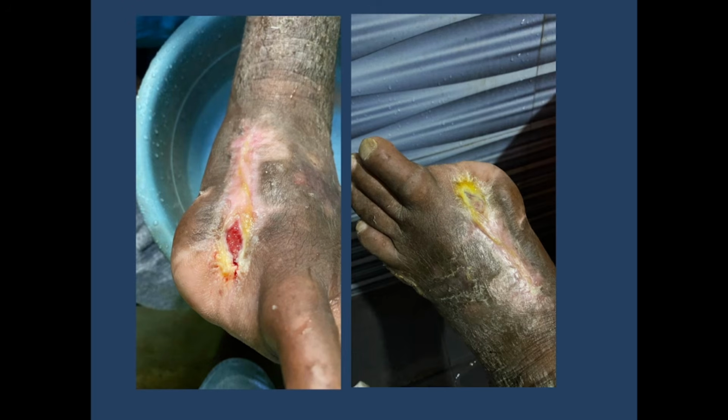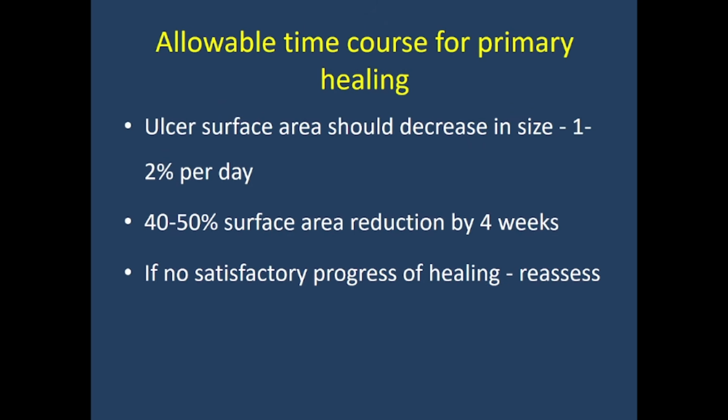Then, what is the allowable time for primary healing? You should have a rough idea, to assess the progress. Usually, we think that the surface area should decrease in size by 1 to 2% per day. And if you see the ulcer, that is another advantage of adhering to classification. So by 4 weeks, there should be at least 40 to 55% surface area reduction of the ulcer. There should be some evidence of healing.